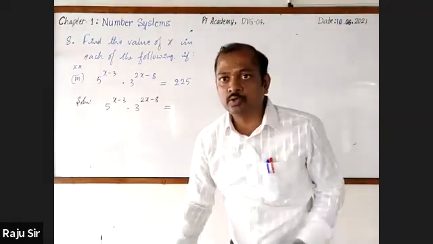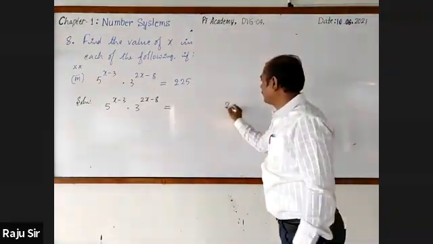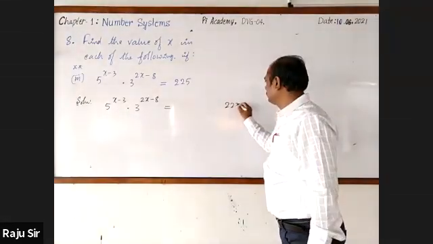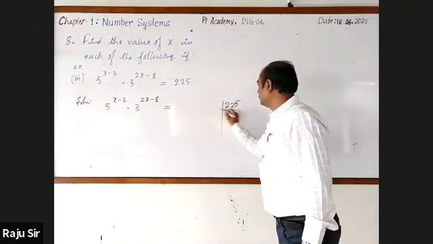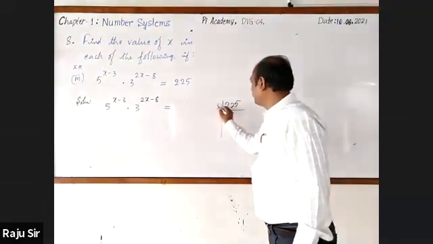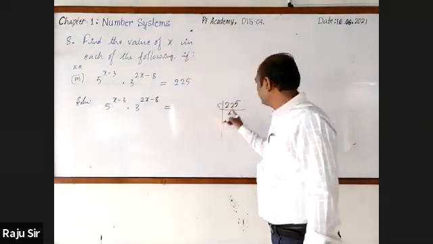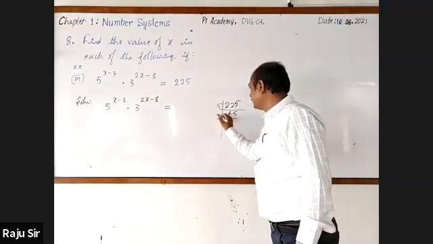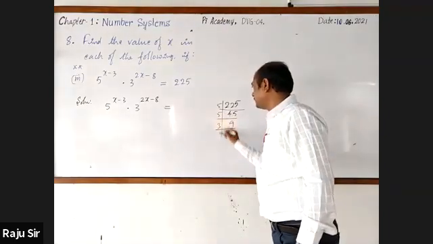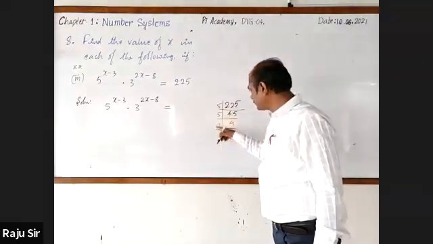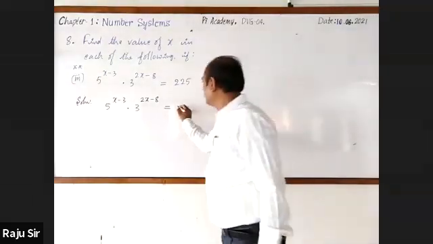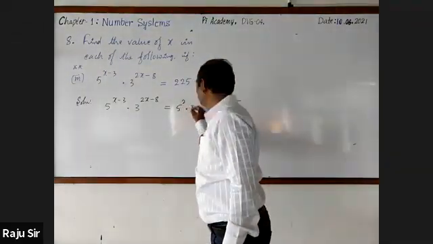Here, 225, I'll go for finding the factorization. It can be divided by 5: 5 fours are 20, 2 will remain, 25. 5 fives are 25, then 5 nines are 45, and 3 threes are 9. See that? It can be written as 5 square into 3 square.